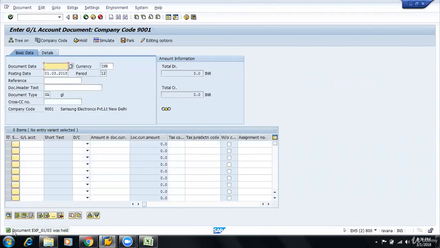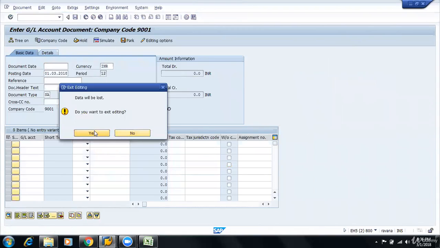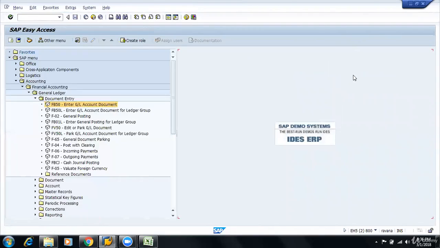So what does it say? Document was held. Correct. So there is no more document here. What do I do now? So you have now held the document. You have also given it a name so that you can recognize it in the future.